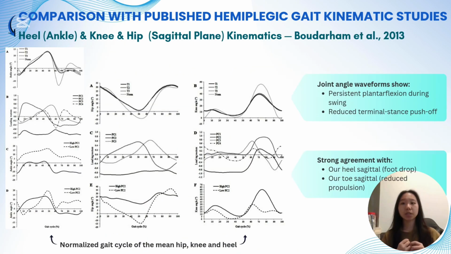The last study is from Buderans and his colleagues. They presented sagittal plane joint angle waveforms, as shown in the figure attached here. It shows persistent ankle plantar flexion during swing and reduced push-off in hemiplegic gait. This finding closely corresponds with our heel and toe sagittal results, where there is the presence of foot drop and diminished propulsion in our simulated hemiplegic gait.